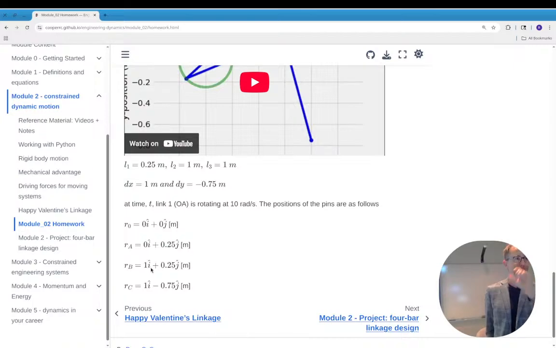The link, like the hinge B, was in the wrong spot, so that if you went from O to A to B to C, it did not add up to the 0.25 plus 1. It wasn't 2.25 meters. It was something else, something that was not 2.25 meters. So it broke the actual linkage system. So I went in and I fixed it. Position of B should have been 1 meter over and 25 centimeters up.